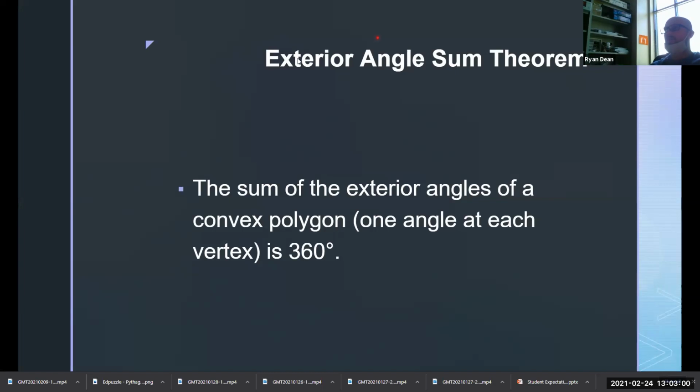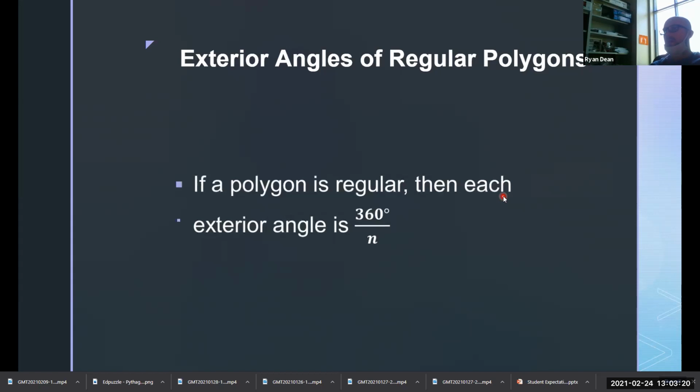Exterior angles are super easy to remember because the sum for any polygon is always going to be equal to 360 degrees. So the sum of the exterior angles for any polygon is always going to be 360 degrees. To find exterior angles of regular polygons, we have to take the total sum, which is 360, and simply divide it by the number of sides. This formula right here only applies for regular polygons.